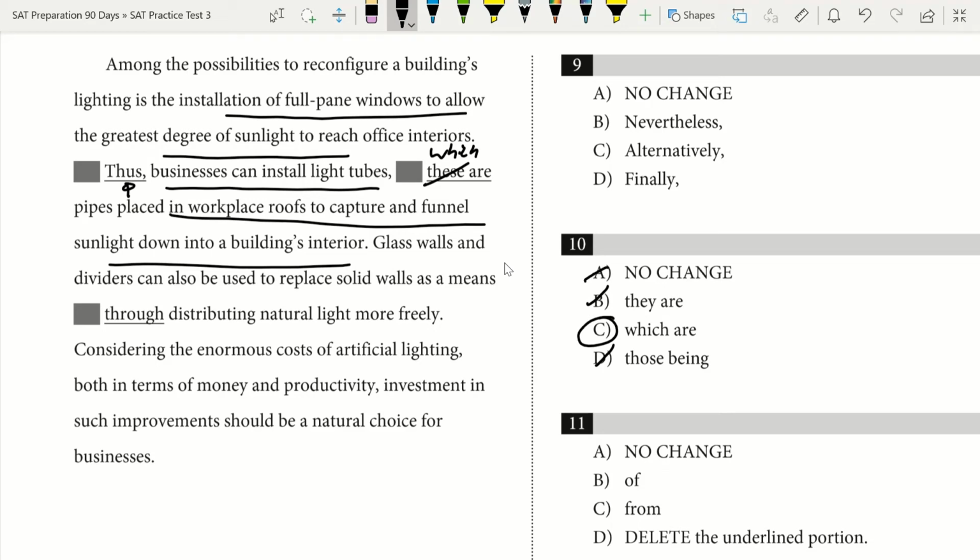Now as far as our transition from our previous sentence to our current sentence, we're talking about an alternative to those full pane windows, which is these tubes or these pipes. So that's an alternative to that. So our answer there would be C. So we have 9C, we got 10C. All right, so now we got question 11.